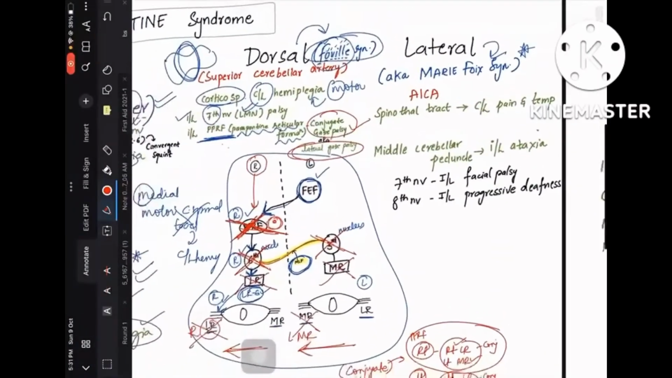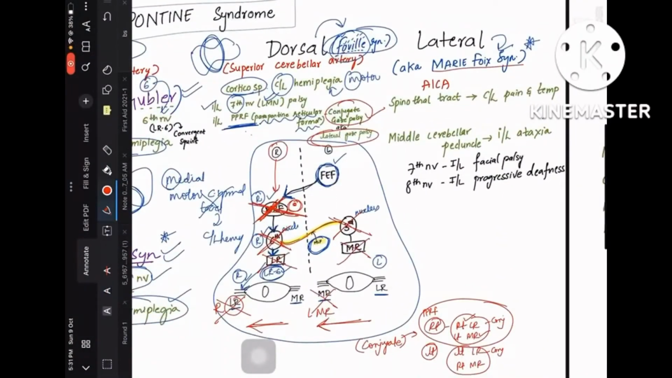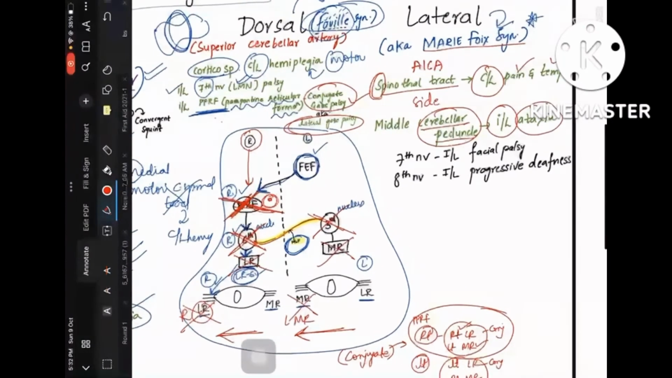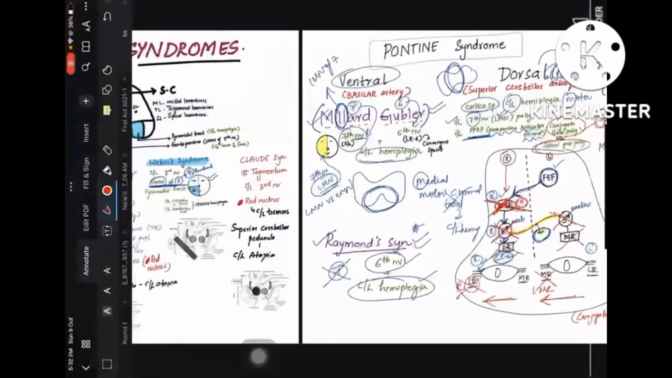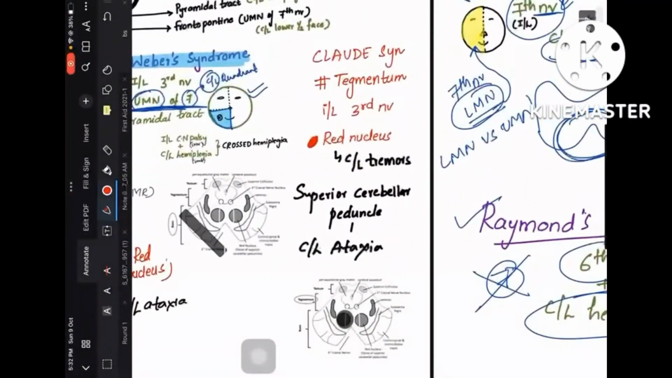Coming to lateral pontine syndrome, otherwise called Marie-Foix syndrome. Here we know that lateral means sideways, right? So you have the spinothalamic tract and a cerebellar peduncle. Since the spinothalamic tract is involved, contralateral pain and temperature is gone. Since the cerebellar peduncle is involved, you have ataxia ipsilaterally. I have already discussed this while explaining Claude syndrome. Since the red nucleus is involved, the superior cerebellar peduncular fibers cross at the red nucleus. That's why it has contralateral ataxia and contralateral tremors.